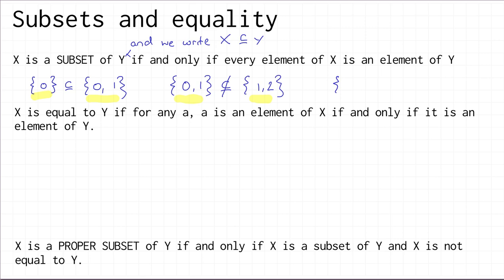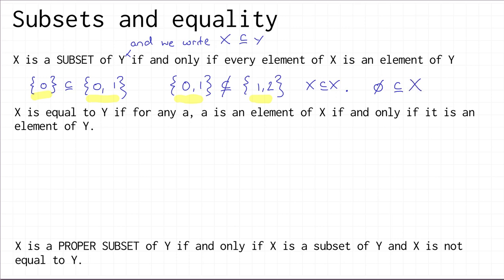I'm going to do two more examples. So for any set X, X is always a subset of itself, because if something is an element of X, then it's also an element of X. And finally, the interesting thing about subsets is that the empty set is a subset of every set X.